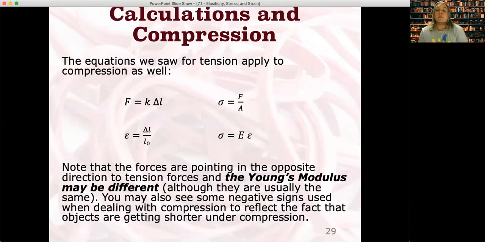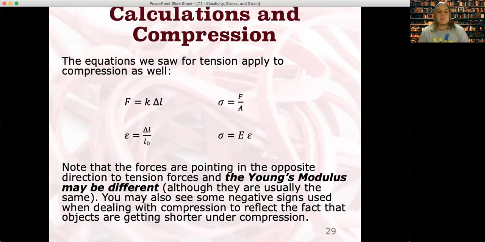So the equations that we saw for tension are exactly the same for compression. So we still have force is equal to K delta L. K is still our Hooke's law spring constant. We have the same formulas for stress, which is like pressure, force over area, and strain, which is the fractional change in length, delta L over L naught. And we've still got the relationship of those two, stress and strain, given by the Young's modulus. It's still going to be the same equations. So everything we've done for tension, we can just carry straight over to compression.